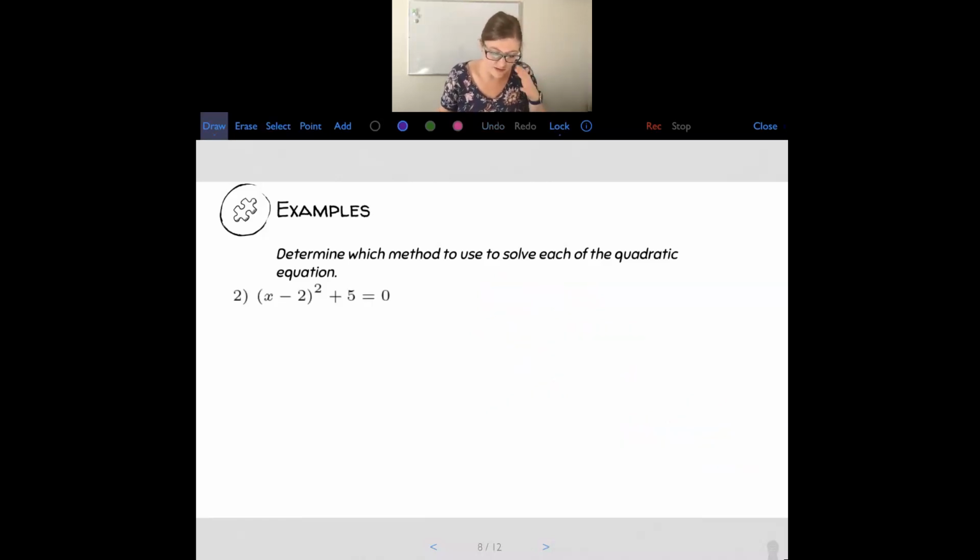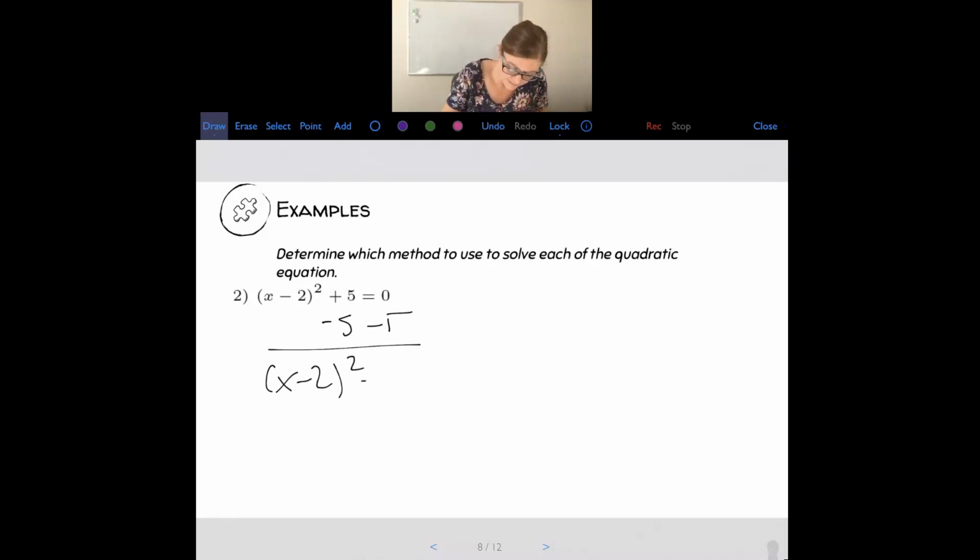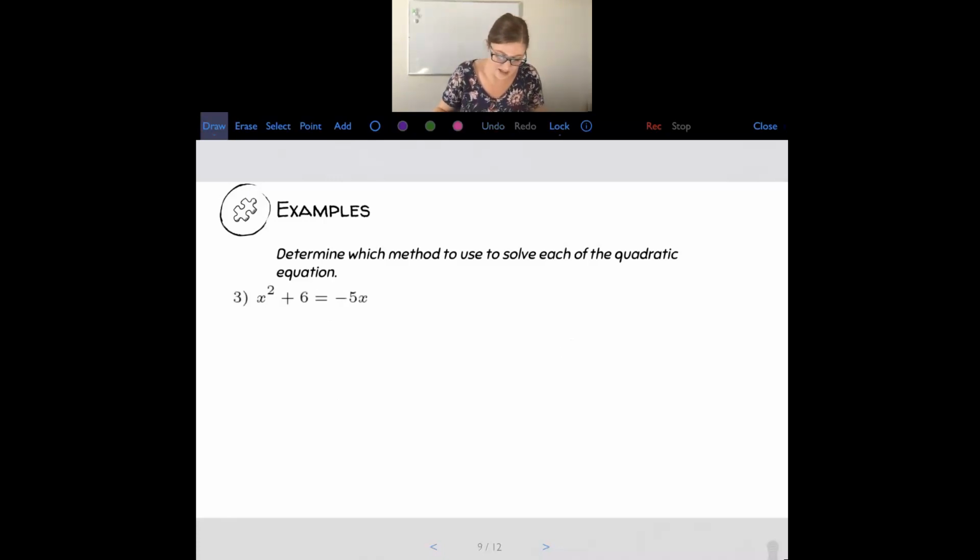Next, determine which method to use. So I have x minus 2 squared. This looks to me like square root property. So if you wanted to confirm, you could subtract 5 from both sides. And there we go. We could take the square root of each side and then be able to isolate x. So this one is square root property. I should mention that sometimes in the homework assignments or assessments, you may just be asked to solve. So it won't say solve using factoring, solve using square root property, or solve using quadratic formula. You'll have to know which method applies.